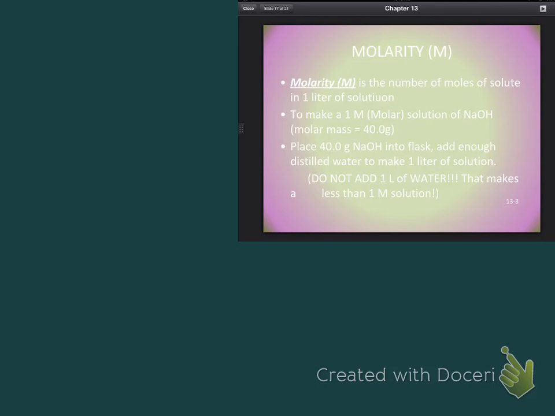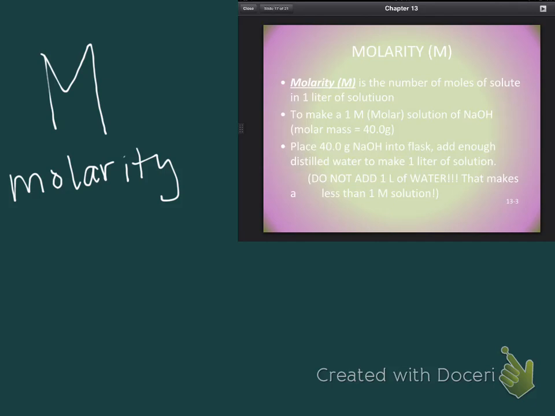We can measure this for any solution, and we're going to. Molarity, which is shown with a capital M, is the most common way to measure concentration of solutions. There is another kind, but it's not used very often. It's only used in one specific case. Molarity is used all the time. If you are going on to college chemistry, you must understand molarity. Okay?